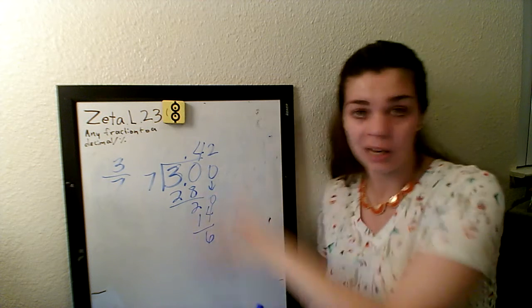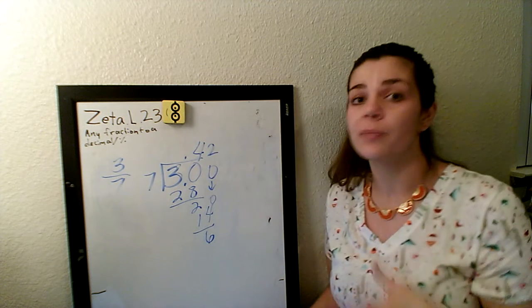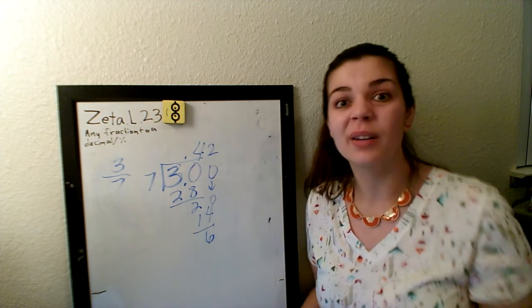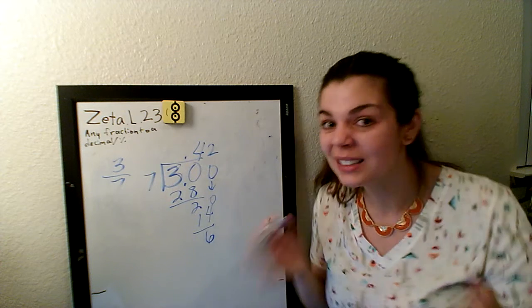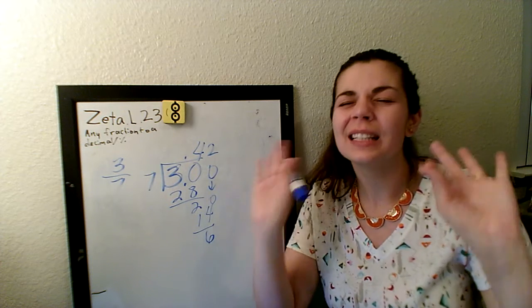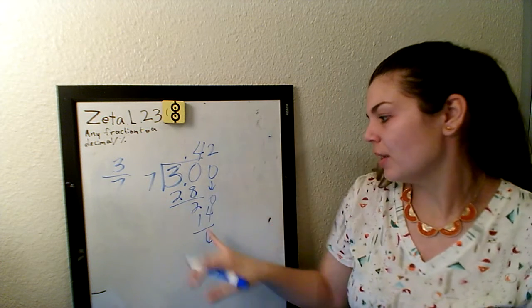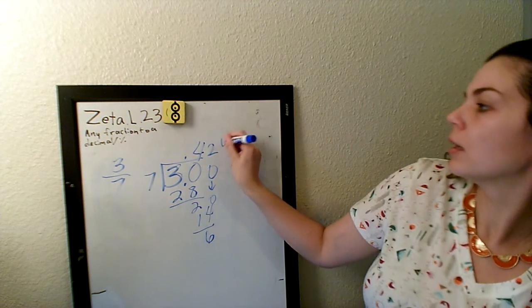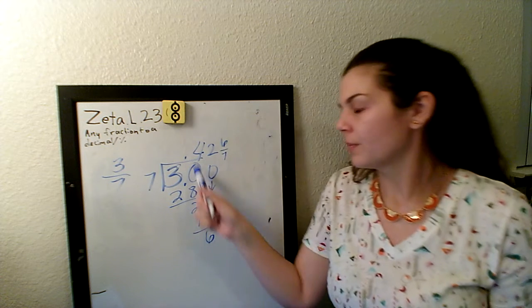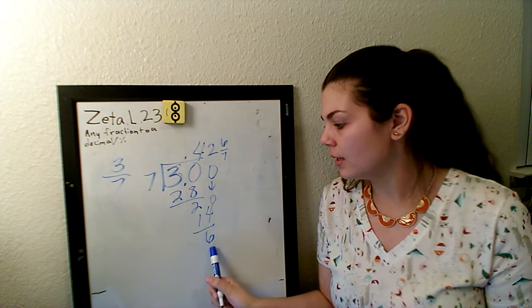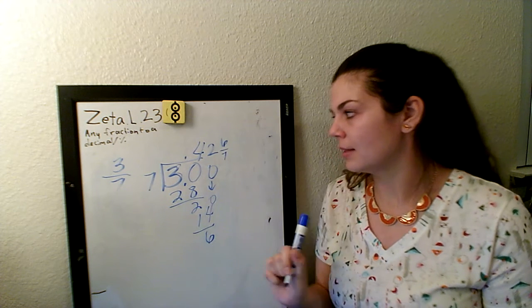It's not long division anymore. It's not this big old long problem. We don't have to do that anymore. Whenever you're doing percentage and decimal, you get to stop. Yes. Alright, so here we have our 6/7. So we're at 0.42 and 6/7.